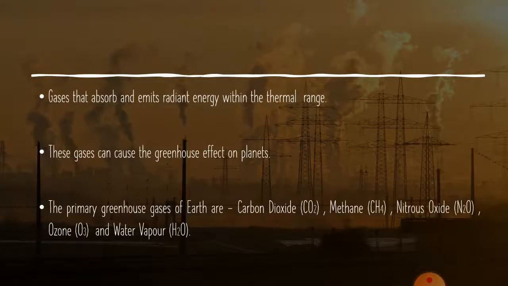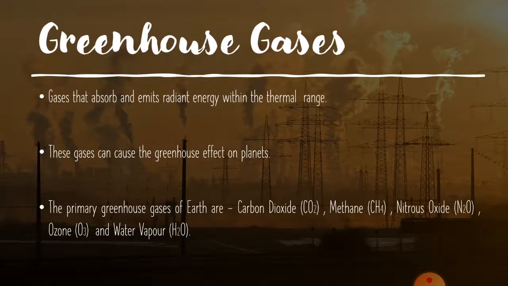Now, in order to understand the greenhouse effect, we'll first take a look at what greenhouse gases are. Greenhouse gases are those gases which absorb and emit radiant energy within the thermal range of the Earth. These gases can cause the greenhouse effect on planets, and the primary greenhouse gases of the Earth are carbon dioxide, methane, nitrous oxide, ozone, and water vapor.